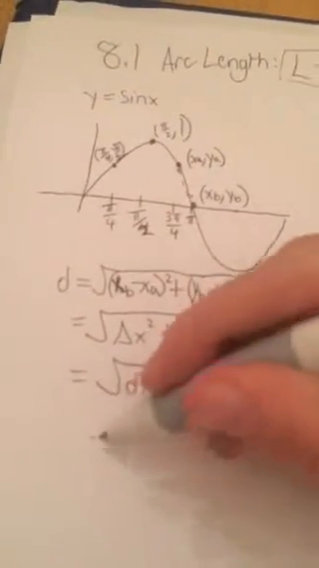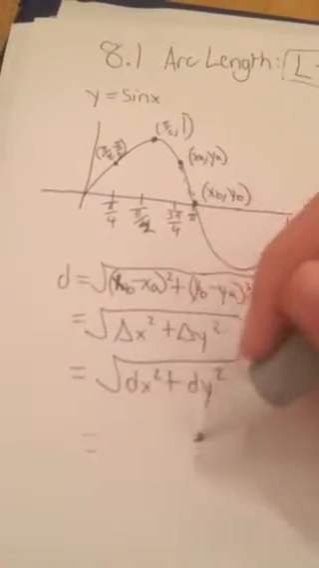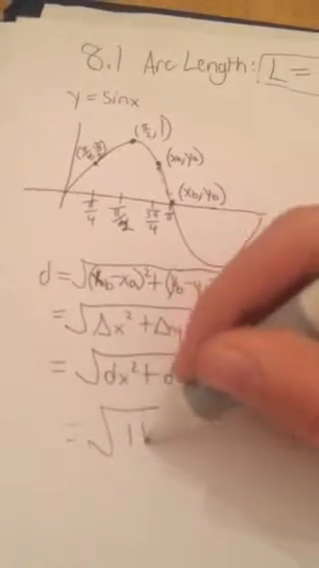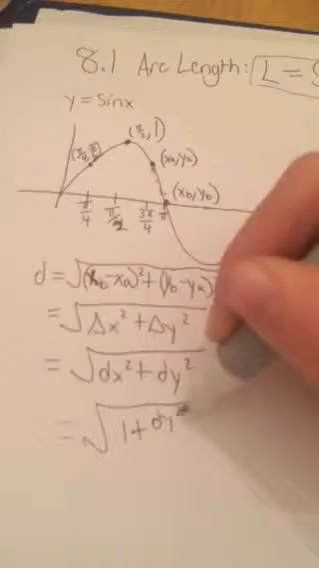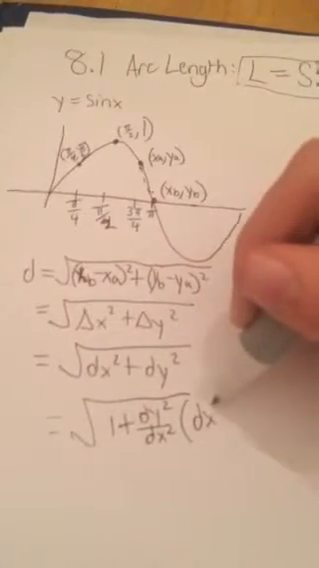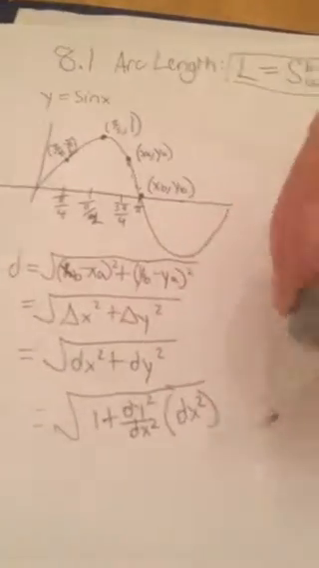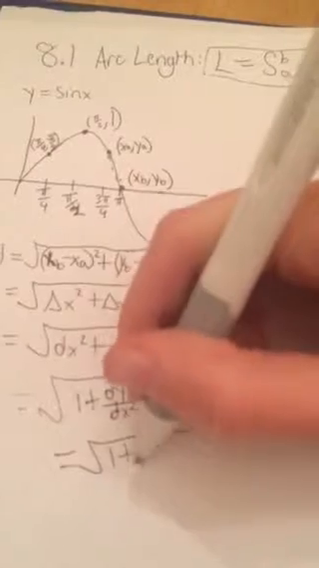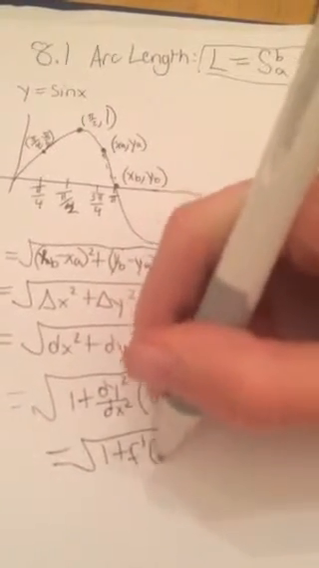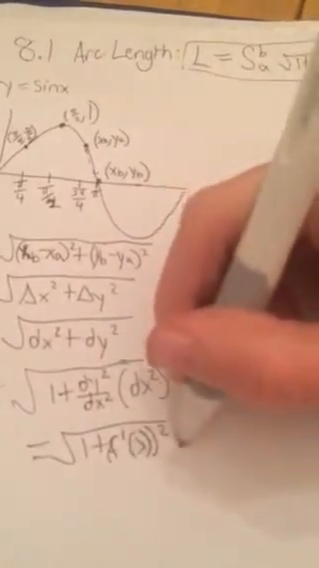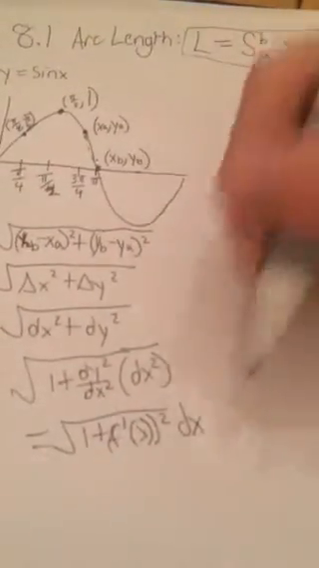Now, how this turns into our formula is that you take the dx squared out. You move it. So it's 1 plus dy squared over dx squared. And then you take the dx squared and put it over here. And that turns into this, which is really just f prime of x, but squared. And this is on the outside, which is really cool.